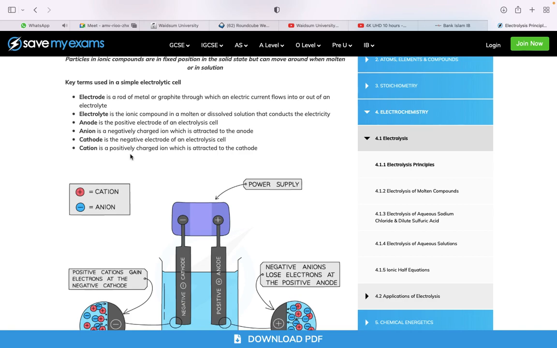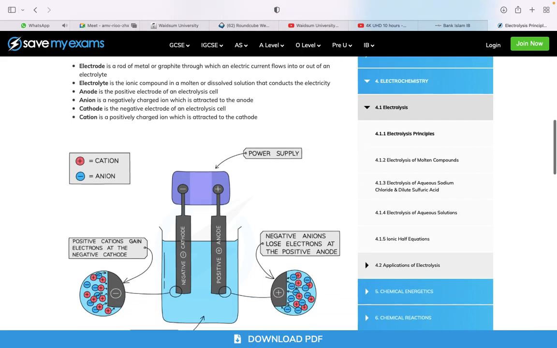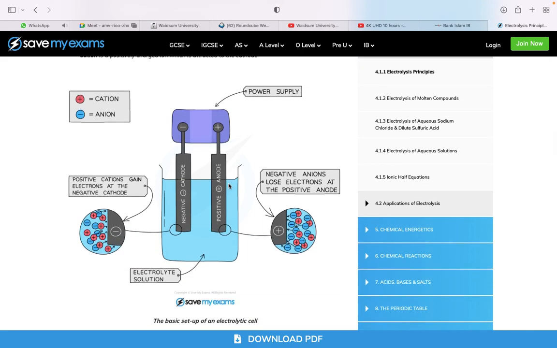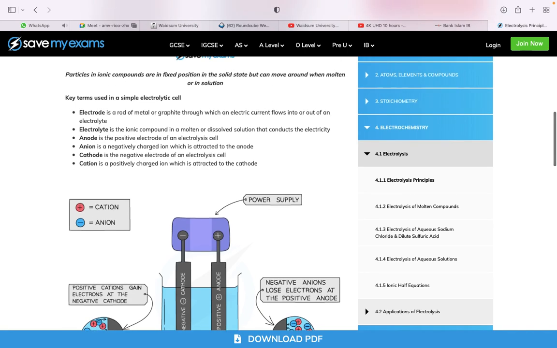Now let's go to the anode. The anode is the positive electrode of the electrolysis cell or electrolytic cell. You know we have two electrodes. The positive electrode is called the anode, while the negative electrode is called what? The cathode. The negative electrode is called the cathode.